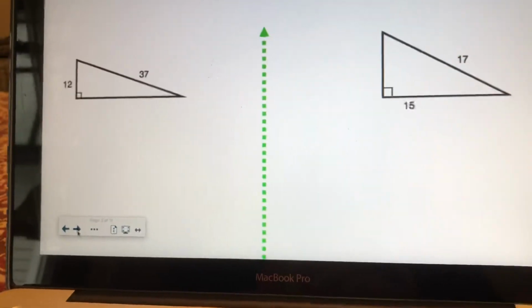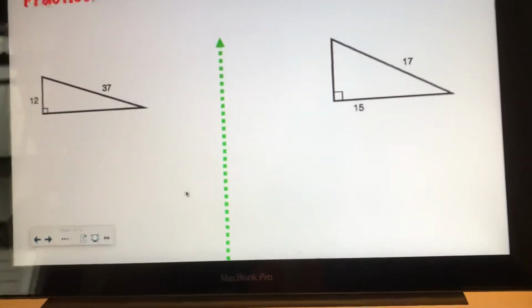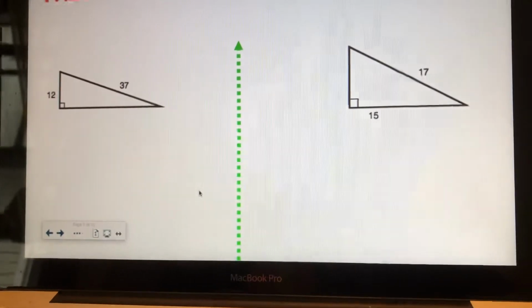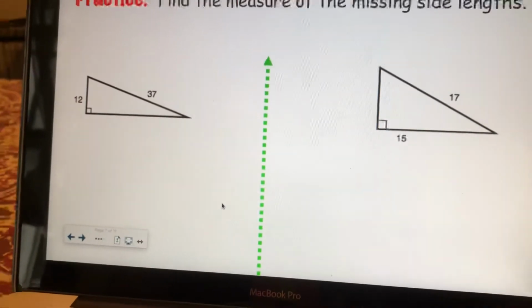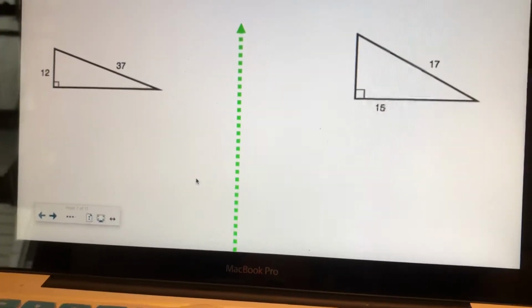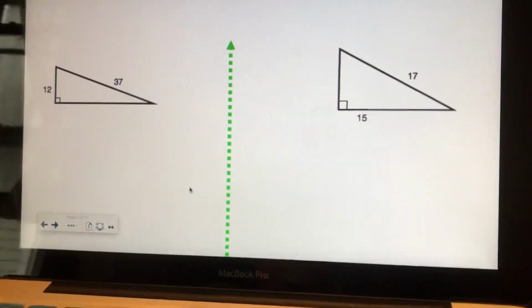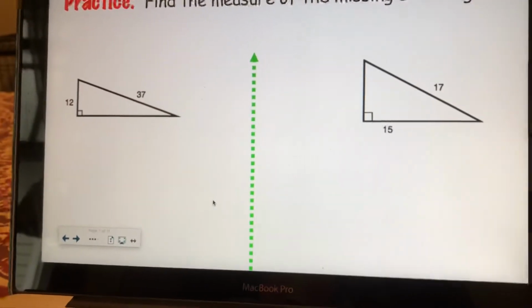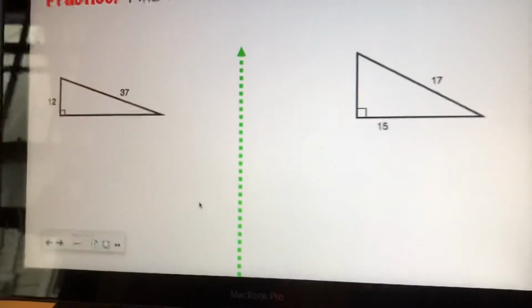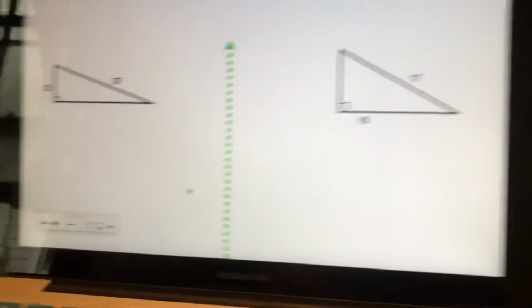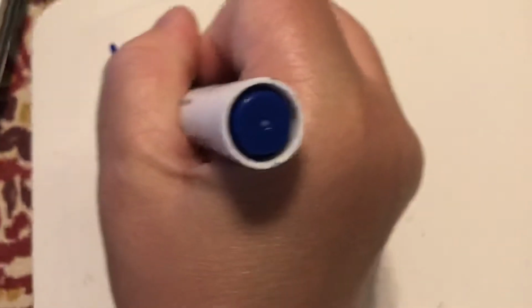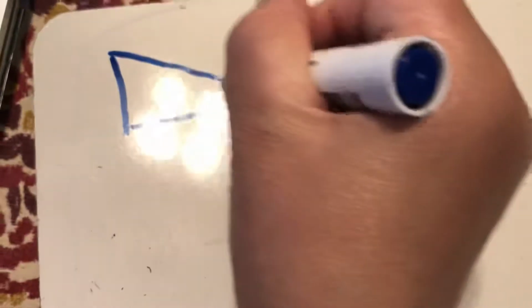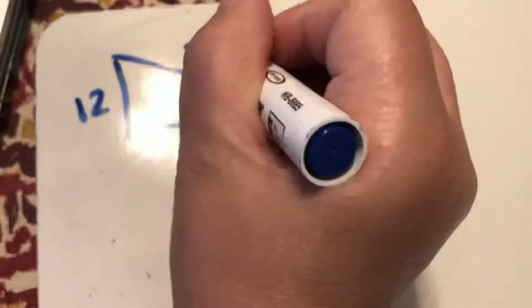Okay. So here we have 2 practice problems. I'm going to do one of them with you, and I'm going to leave the other one for you to do on your own. And actually, I am going to do the first one, so let's take a look. Here's my drawing. I have 12, I have 37.